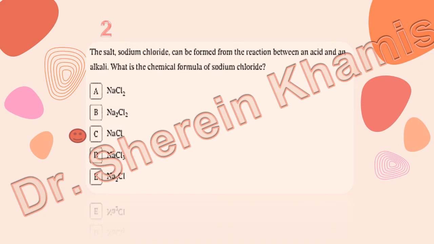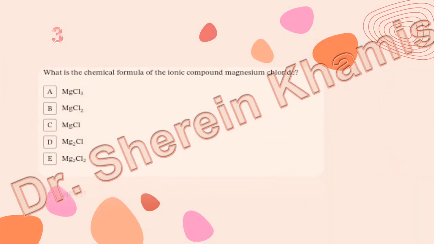Okay, let's go to question 3. Question 3 says: what is the chemical formula of the ionic compound magnesium chloride? We have magnesium, which is a metal. When we write a salt, we start with the name of the metal, magnesium, whose valency is divalent. Chlorine, in magnesium chloride, is monovalent.